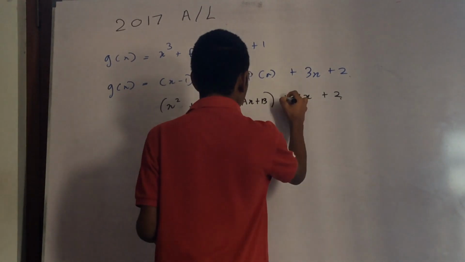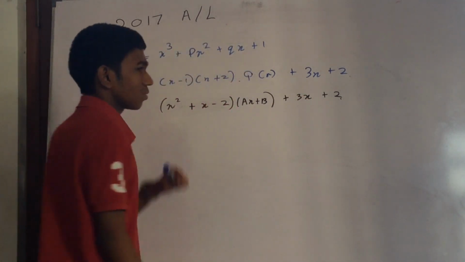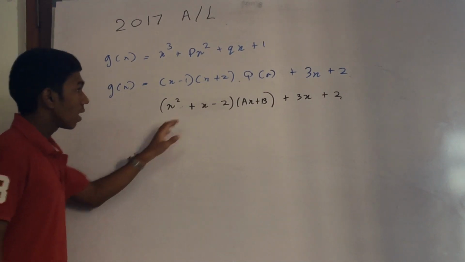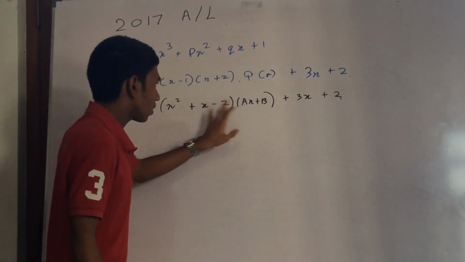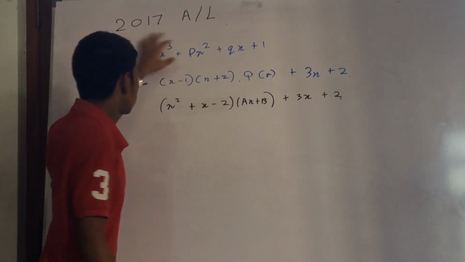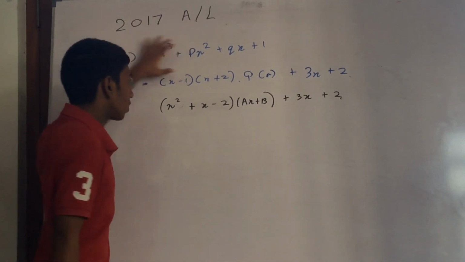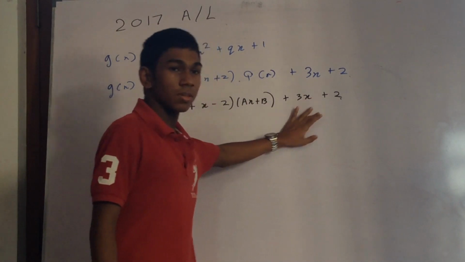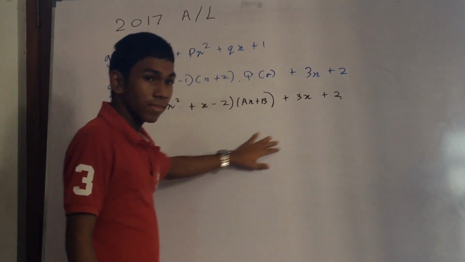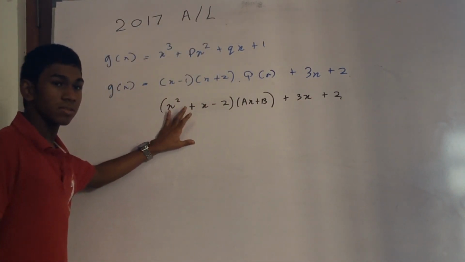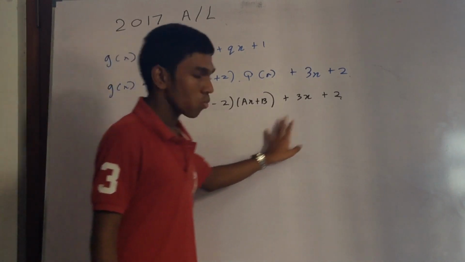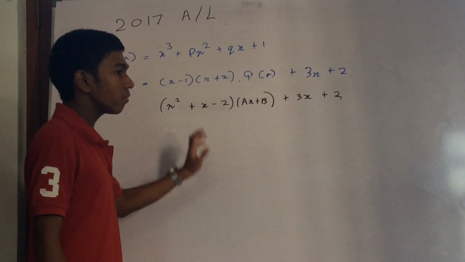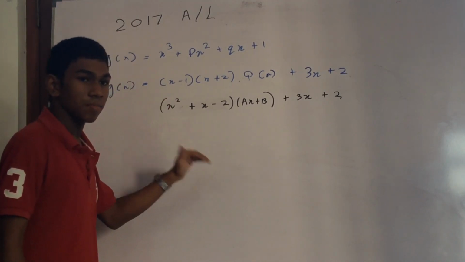Plus remainder is 3x plus 2. Okay. So the degree of the divisor is 2 and the degree of the quotient is 1. 2 plus 1 is equal to 3, which is the degree of the dividend. And this is the remainder, which is 1 degree less than the degree of the divisor. The degree of the divisor is 2, the degree of the remainder is 1. So here degree 1 we represent using ax plus b.